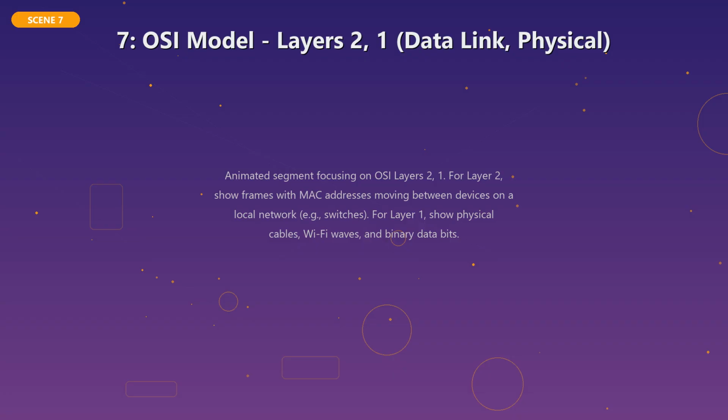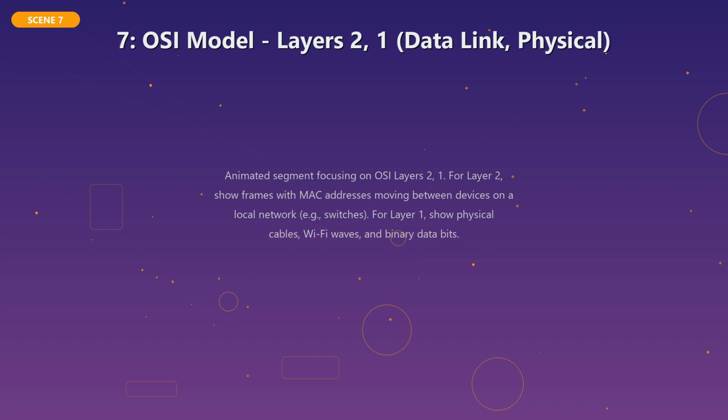Layer 2, the data link layer. This layer is responsible for node-to-node data transfer. It ensures that data is transmitted reliably across a specific physical link, typically within the same local network segment. It takes the packets from the network layer and encapsulates them into frames.